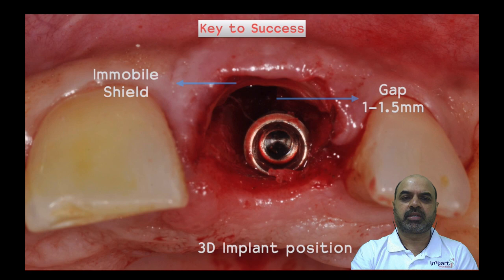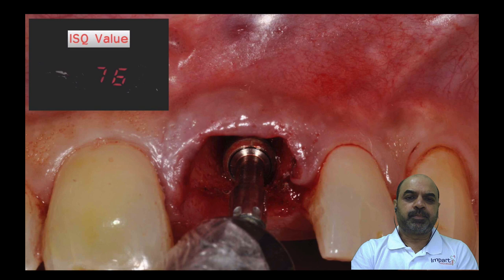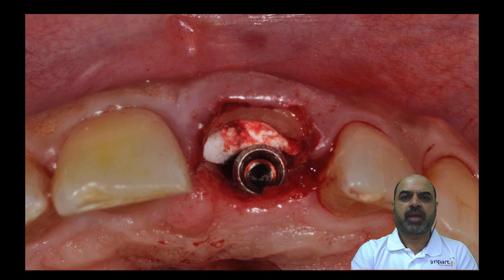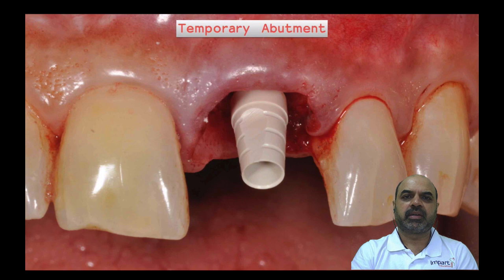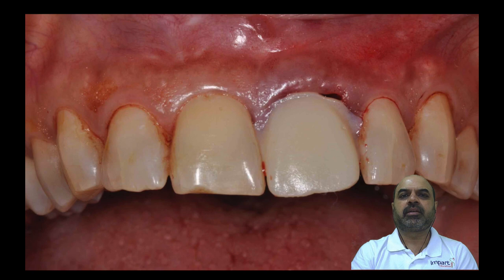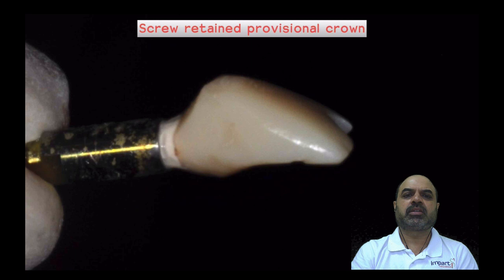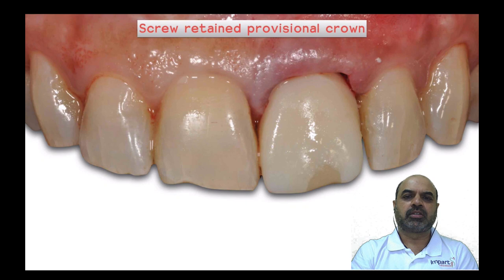The implant being placed, the ISQ value has been measured. The next step now is to fabricate a provisional restoration, a chairside provisional. So we first fill up the space between the shield and the root piece over there with some collagen sponge. We've attached a temporary peek abutment, and using a silicone index we fabricate a chairside provisional restoration. The restoration is then finished and polished and the subgingival critical contour is created, so as to allow more soft tissue bulk in that area immediately coronal to the implant.